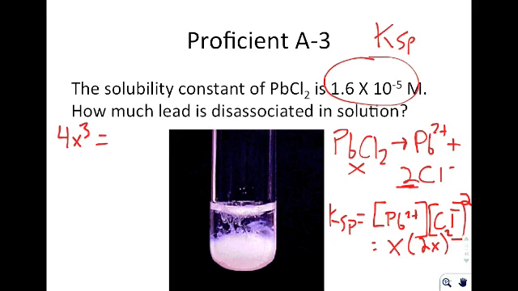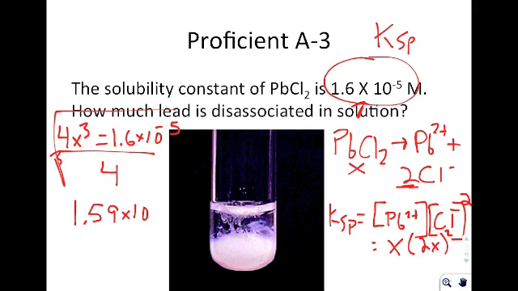Now remember, this equals the Ksp expression, which I've already identified: 1.6 times 10 to the minus fifth. At that point, you can solve this mathematically. You would divide both sides by 4, and then take the cube root of that number. Whenever you take the cube root, you end up with a number like 1.59 times 10 to the minus second. Now that right there is my x value.